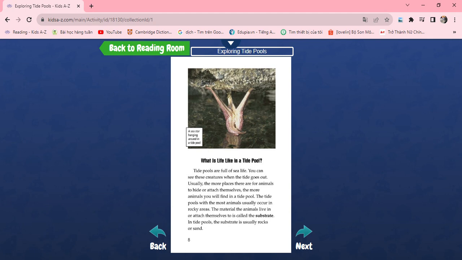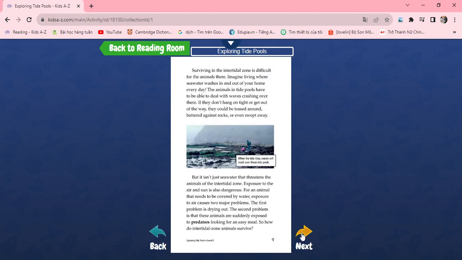The material the animals live on or attach themselves to is called substrate. In tide pools, substrate is usually rocks or sand.